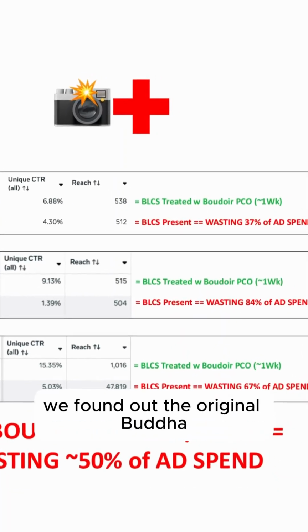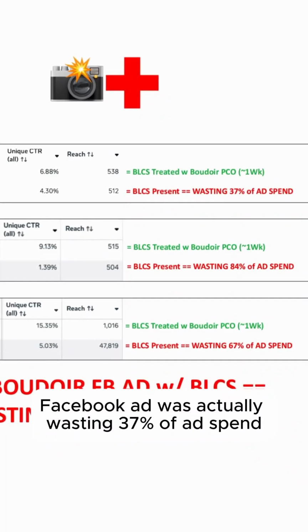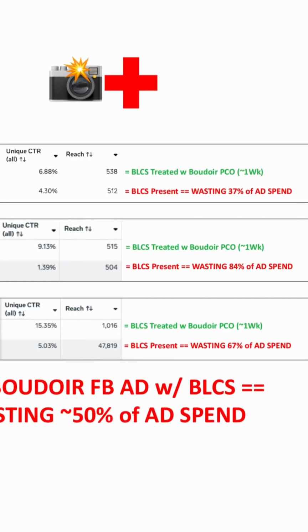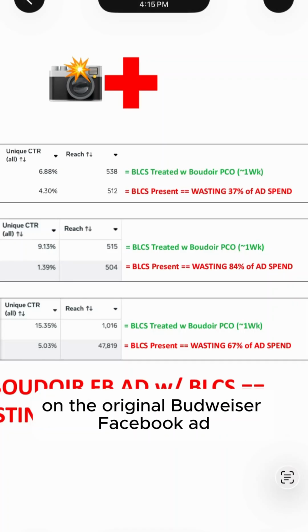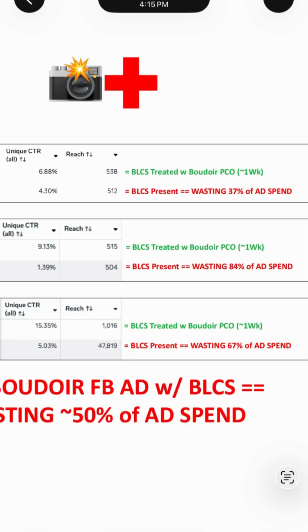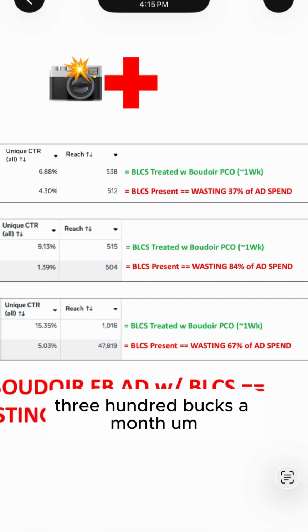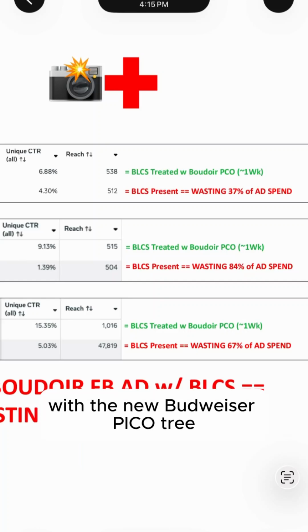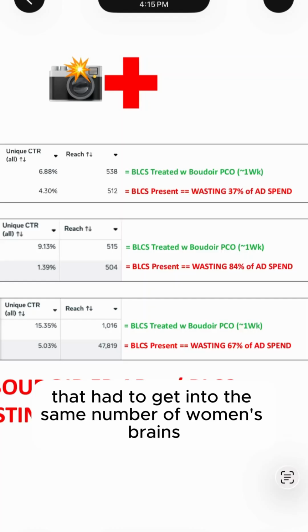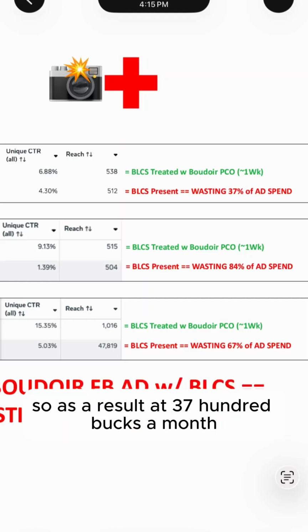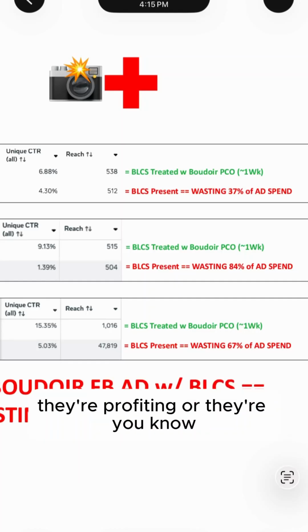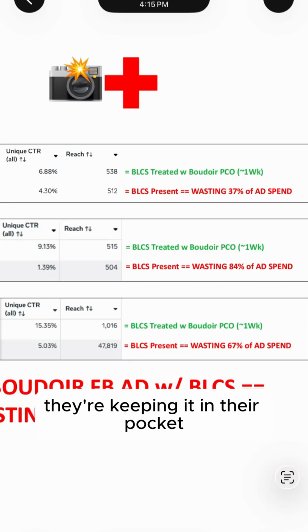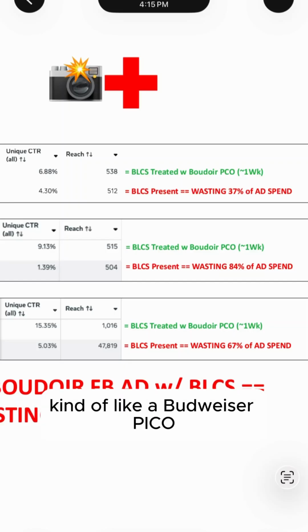But now when we did that, we found out the original Boudoir Facebook ad was actually wasting 37% of ad spend. And so if they're spending 10 grand a month on the original Boudoir Facebook ad, now they only need to spend $6,300 a month with the new Boudoir Pico treated ad to get into the same number of women's brains. So as a result, $3,700 a month they're keeping in their pocket. It's kind of like a phantom profit. They don't have to spend it, kind of like a Boudoir Pico bonus profit.